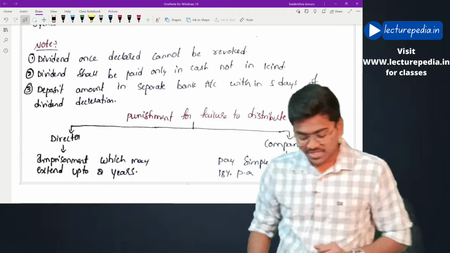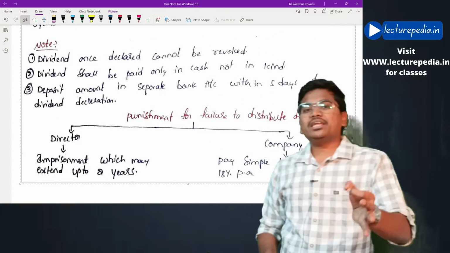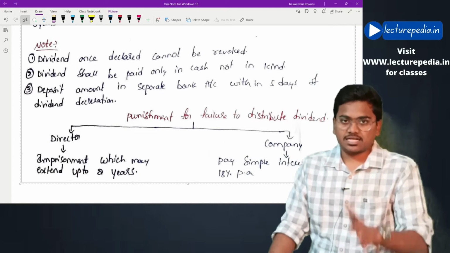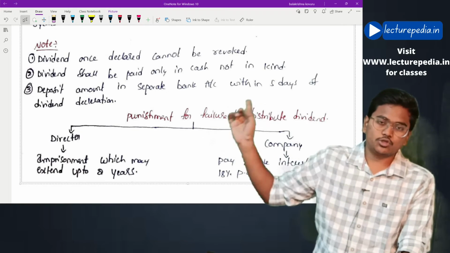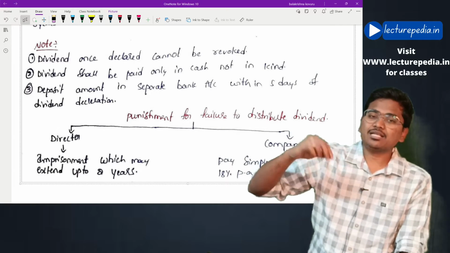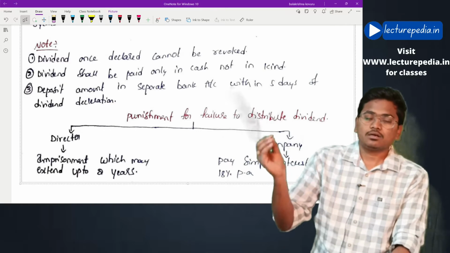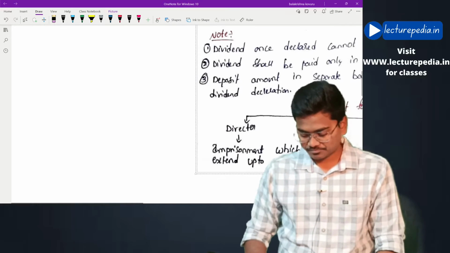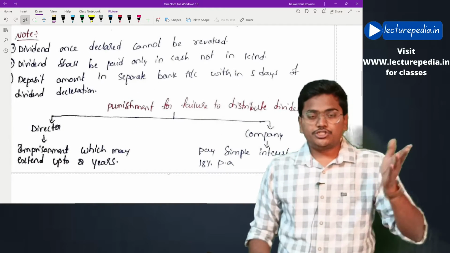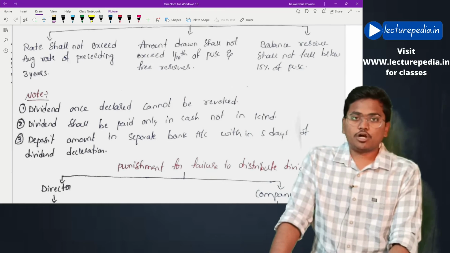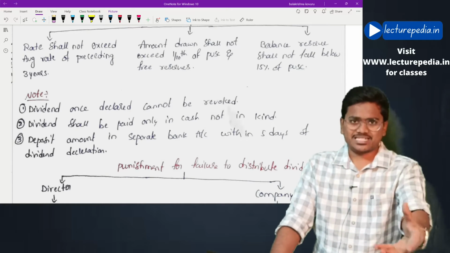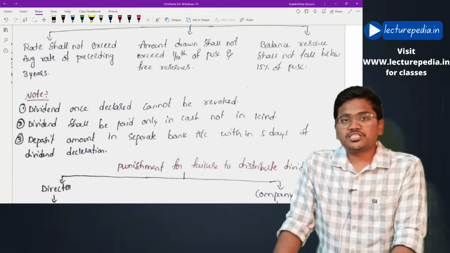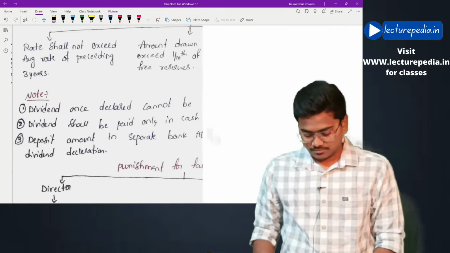Hope you understood this. Next, dividend shall be paid only in cash and not in kind. See here, the term only in cash means through bank. You should understand that it should be paid in the monetary form, not in the kind form. That is, you should not give any items. Let's say for example, Jio, Reliance Industries, wanted to pay the dividend. They have to pay it in cash, that is through bank, but they should not give recharge balance to the shareholders. Hope this is clear.